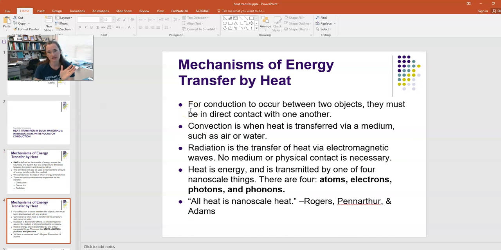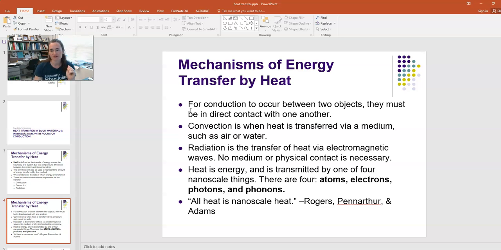So conduction is the transfer of energy via heat for 2 objects that are in direct contact with one another. In other words, the 2 objects must be touching in order for conduction to occur. Convection is when heat is transferred via a medium. So for example, a lot of heating systems, heat pumps, use forced convection, or the transfer of air throughout the room to heat the room. Okay, so you have to have heat transfer via a medium like air or water for convection.